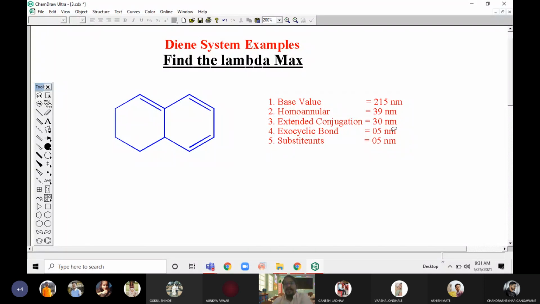Next, the fourth thing is I have to find the exocyclic bond. Similarly, I can find this.